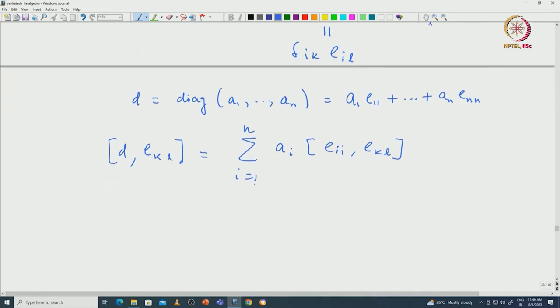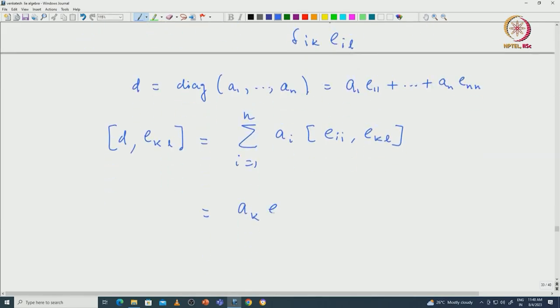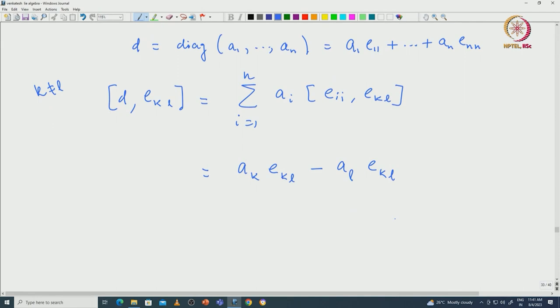Now, again using this earlier formula, because i varies from 1 to n, when i hits k, then it will survive. It will give me a_k E_kk E_kl, and E_kk E_kl will be just this term E_kl. So, this is going to be E_kl. And if i hits l, note that k is not equal to l. We are computing the structure constants for the elements of this SLN C, so E_kl to begin with has k not equal to l. Because k is not equal to l, i can take both values k and l. When i takes value l, this is exactly a_l E_kl. So, this says the bracket of D with E_kl is nothing but (a_k minus a_l) times E_kl. Okay.